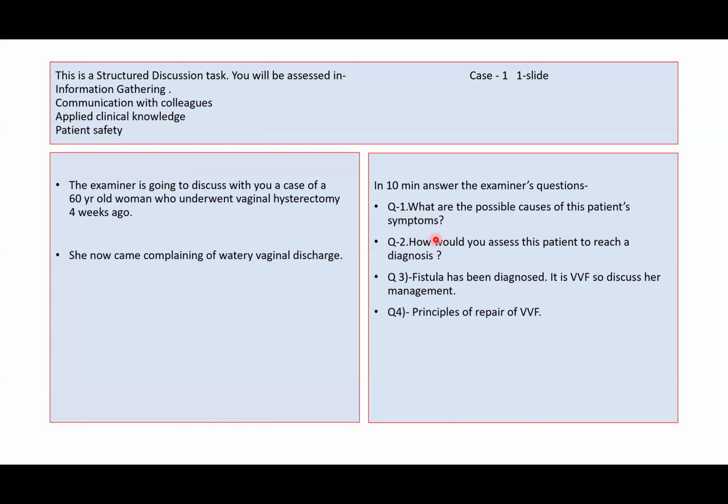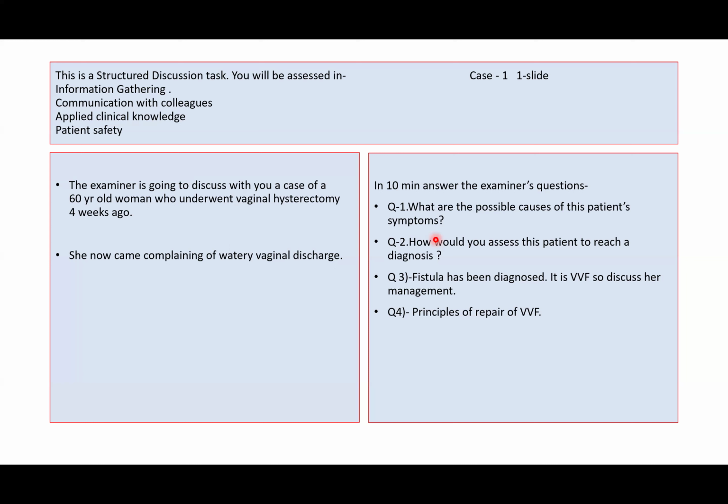And after that, I will do the local examination to see if she has a pad, to see the color of the discharge. And gently I will do the per speculum examination to see where the leakage is coming from, and also to see how the vault is repairing, healing.